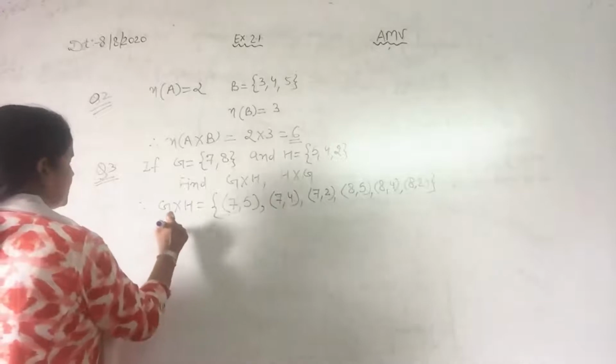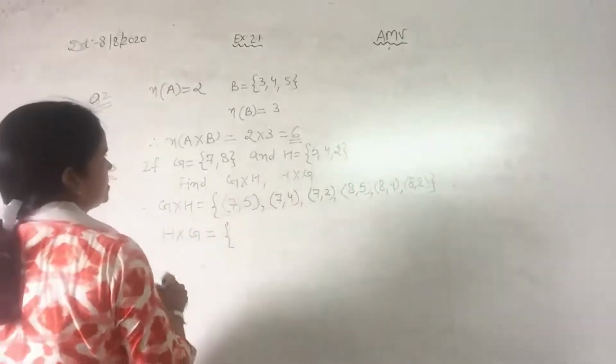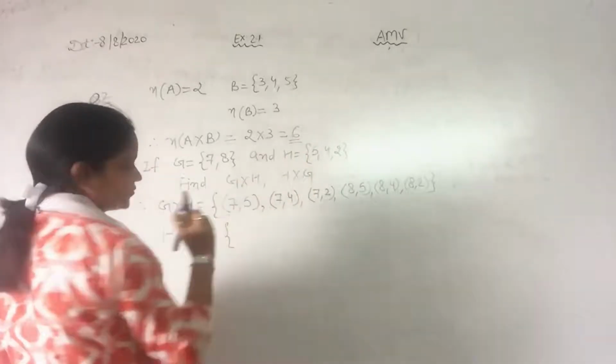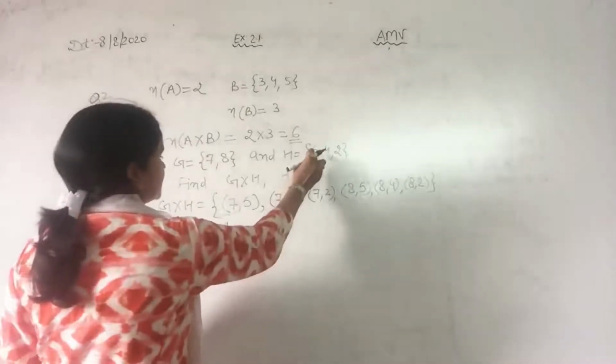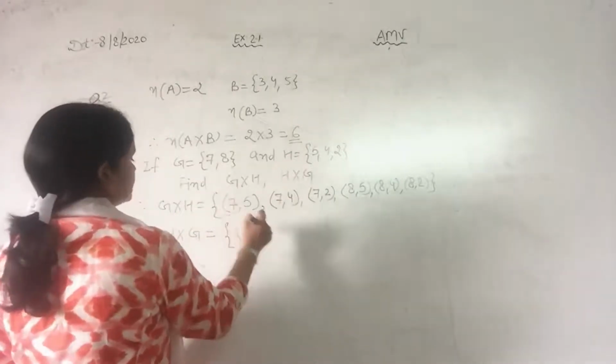Now find H×G. For H×G, first start from H. So take the first element from set H, it's 5. Here (5, 7).